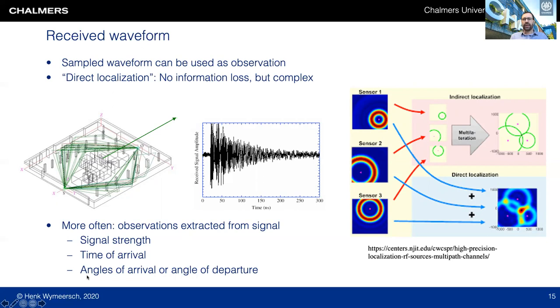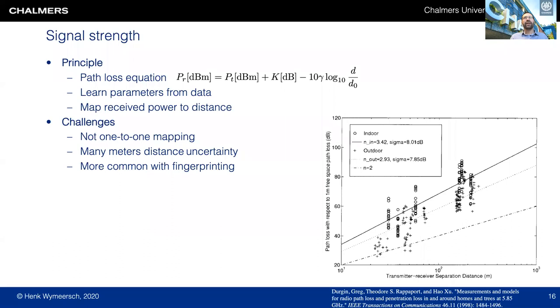Apart from the waveform, the second most naive measurement would be signal strength. What I write here, and I guess many of you are communication engineers, is the standard path loss equation. Received power is transmit power, everything in dBm, with some constant, and then you have the path loss. So the power decays with distance, and this is what the figure on the right shows. On the x-axis, the distance, and on the y-axis, the path loss. The further you are away, the more path loss you experience.